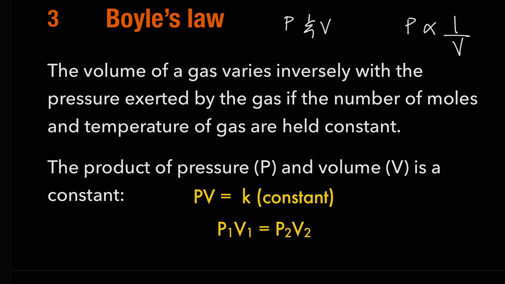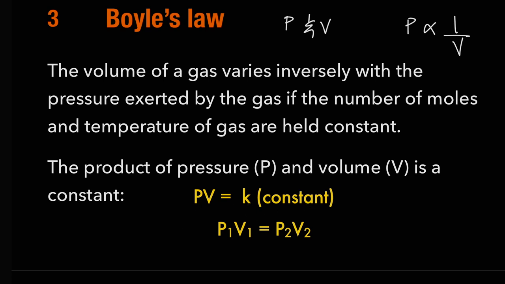The reason why we say volume of the vessel is because the gas takes the volume of the vessel it's in. So the pressure the gas exerts on the walls of the vessel is inversely proportional to the volume of the vessel. If you rearrange this, you get P equals K over V. And if you take the V to the left-hand side, you get PV equals constant.